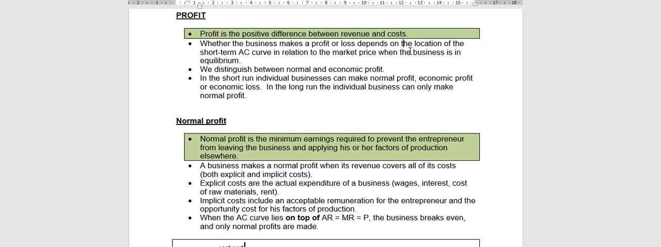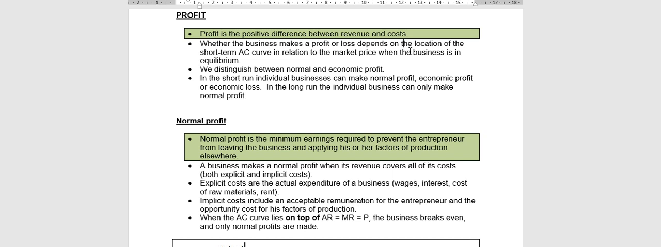Now, I said in the lesson that you just listened to, the how to draw a graph lesson, I mentioned that whether the business makes a profit or a loss on a graph depends on the location of the average cost curve. So all of the graphs, when we draw them, look exactly the same up to the point where we're going to add the average cost. The minute that we add the average cost, that is what's going to determine whether a business is going to make a profit or a loss.